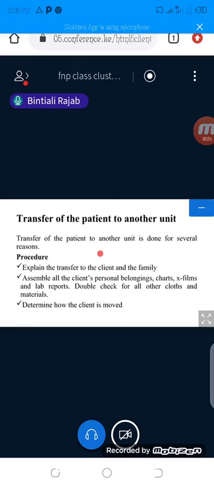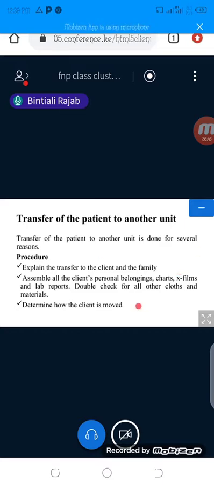The charts, all the investigations that you had done and their reports, let them go with the patient because they will also assist the medics or the nurses and the doctors in the other facility, in the facility where the patient has been transferred, to know what has been done and what is yet to be done.